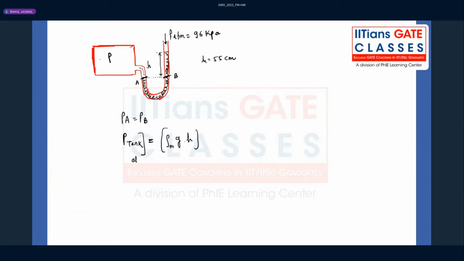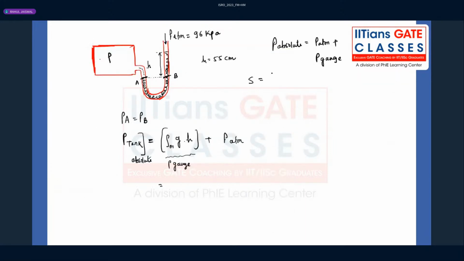Now we have to calculate absolute pressure. Everyone knows that absolute pressure is atmospheric pressure plus gauge pressure. This particular thing is nothing but your gauge pressure. Then if we want to calculate absolute pressure, we have to add atmospheric pressure. There is no doubt. Now, what is the manometric fluid specific gravity? Specific gravity is 0.85.